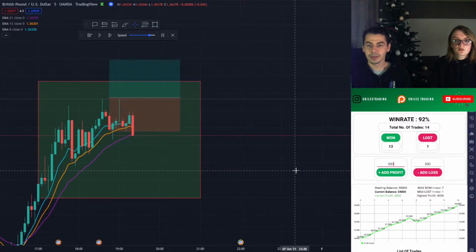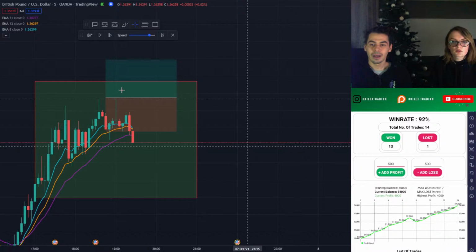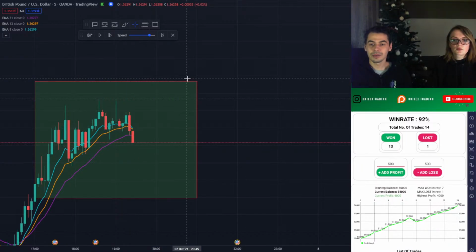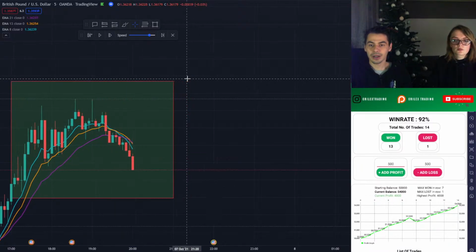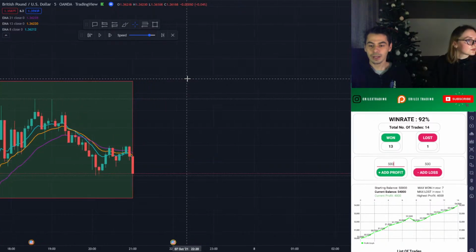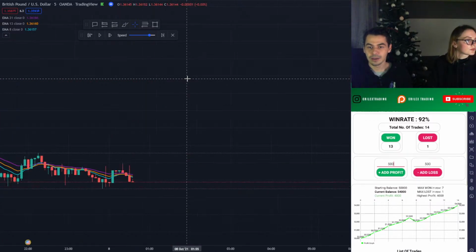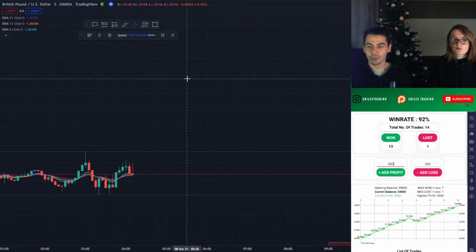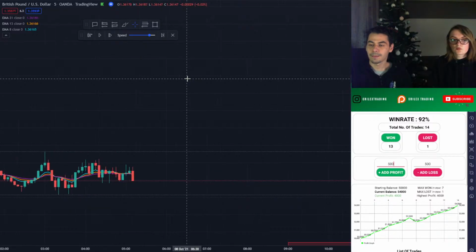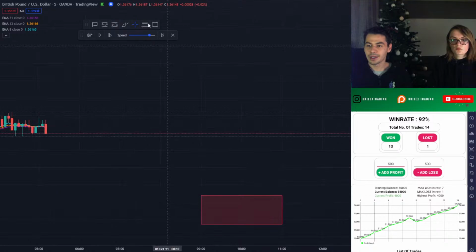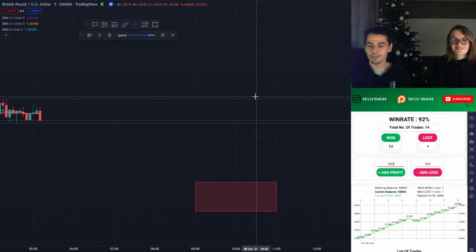Not sure if we would have gotten triggered here, but I don't think so. No. And now this candle closes below the MA, so we will disregard that position. We will be looking for our next marked square, which is coming right up. We actually have a trend shift here. This should be interesting to see.